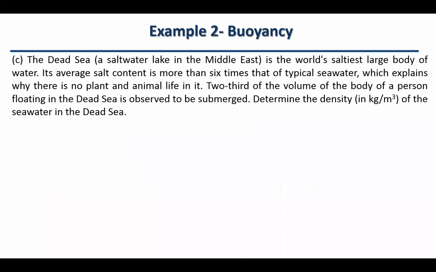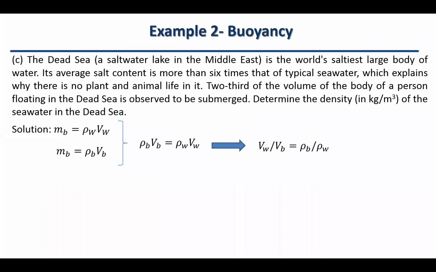So look at section C, the last section of this example. We have the Dead Sea, which is located in the Middle East. We know the assumption that 2/3 of the volume of the body floating in the Dead Sea is observed to be submerged. The question here is to calculate the density of the seawater in the Dead Sea. So we're just going to use the same formula, but the only difference is that in this example, we know that 2/3 of the volume of the body is observed to be submerged.